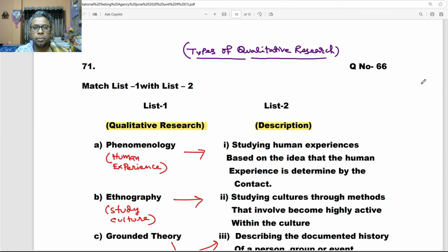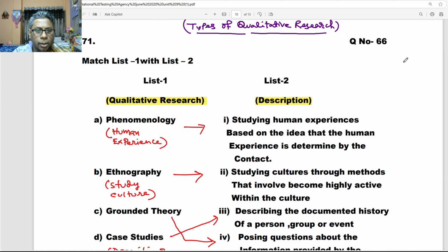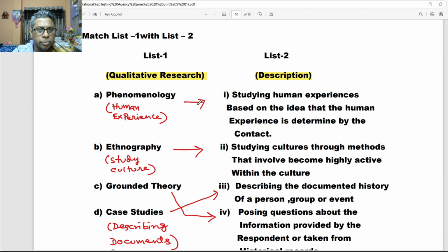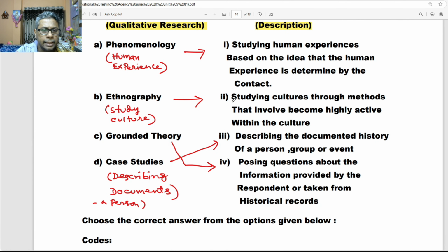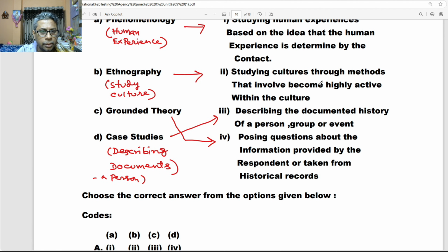Question on types of qualitative research. They have given phenomenology based on human experience, so studying human experience based on the idea that human experience is determined by context. So A1 is correct. Second, ethnography is the study of culture, studying culture through methods that involve becoming highly active within the culture. This is also true. So B2 is also correct.